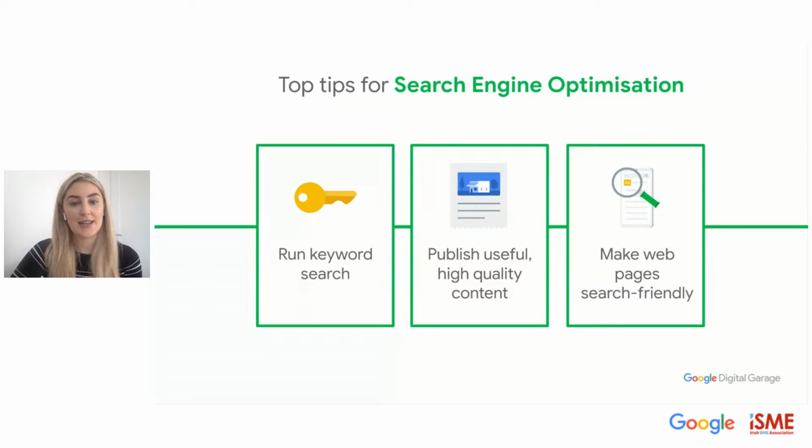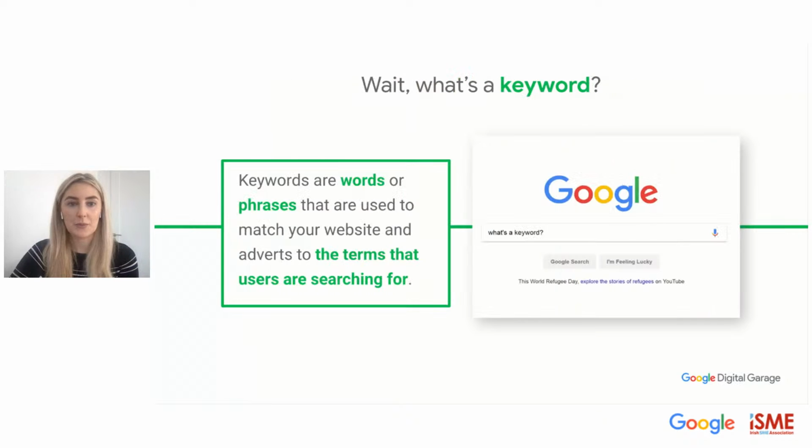But if you want to take a look at next, what is a keyword? Let's understand what this is in more detail. So keywords are words or phrases that are used to match your advert with the terms that people are searching for. So for your ad to appear in the search engine results page, you need a keyword to match some part of a user search query in Google.